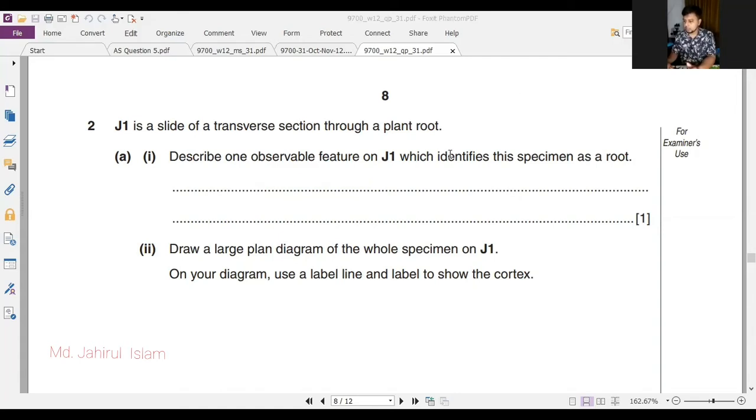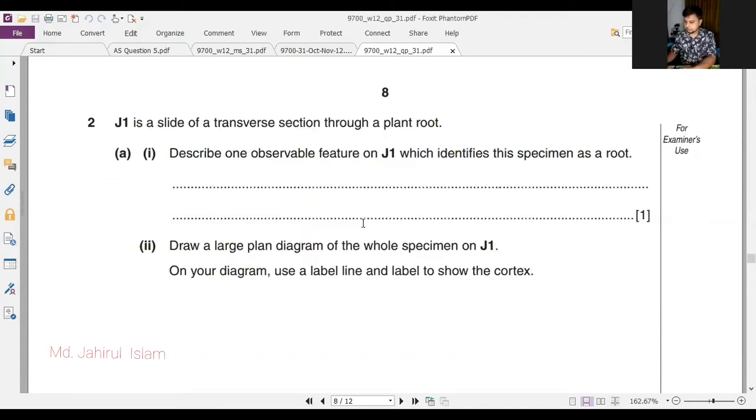Okay, so I'm going for the next part, question number A2. It is asking, draw a large plan diagram of a whole specimen on Z1. On your diagram, use a label line and label to show the cortex. So this is the plan diagram.